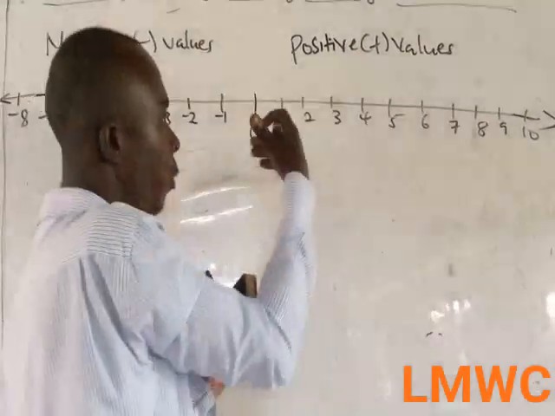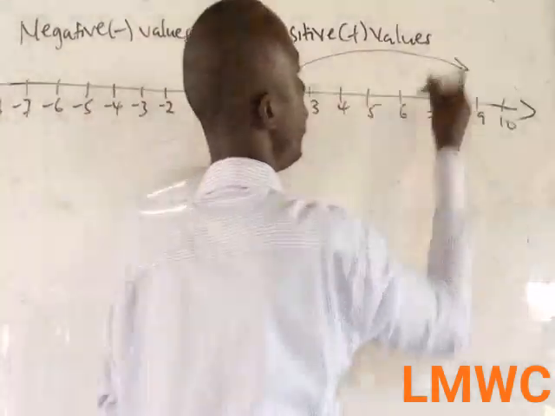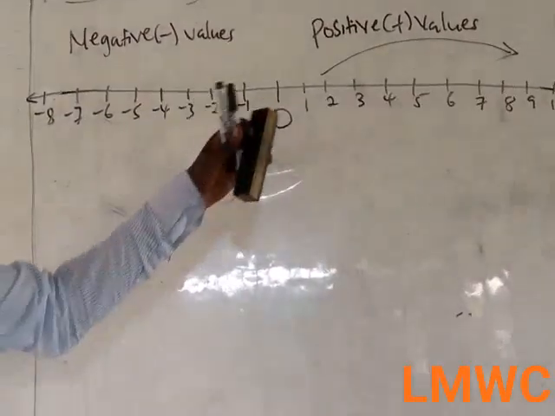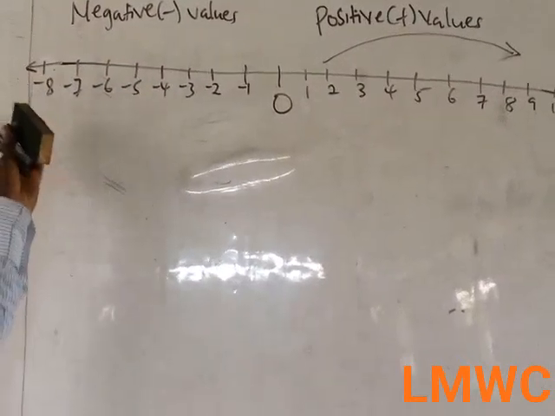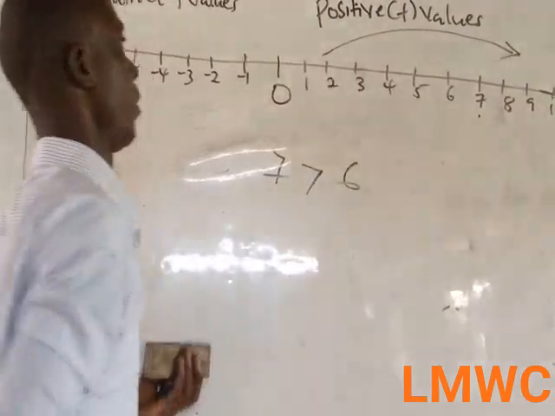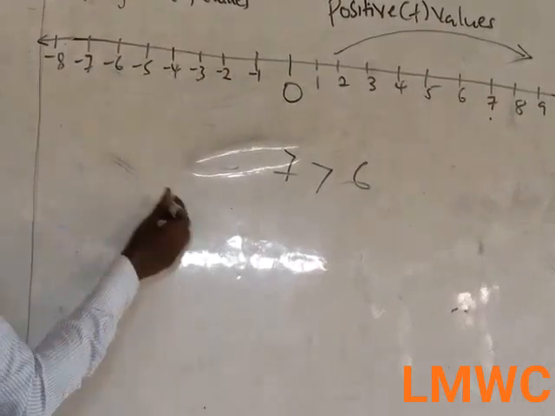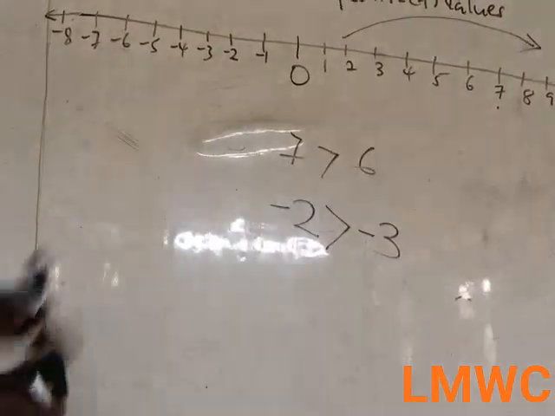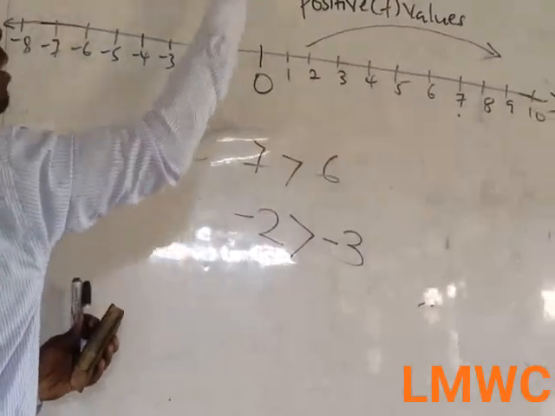Always, if the numbers are moving to the right hand side, they are increasing in value. But once it moves to the left hand side, they are decreasing in value. So if you are asked to compare, this means 7 is greater than what? 6. Let's take two negative values here, negative 2 and negative 3. Negative 2 is greater than negative 3, because once it's moving to the right hand side, it is what? Increasing.